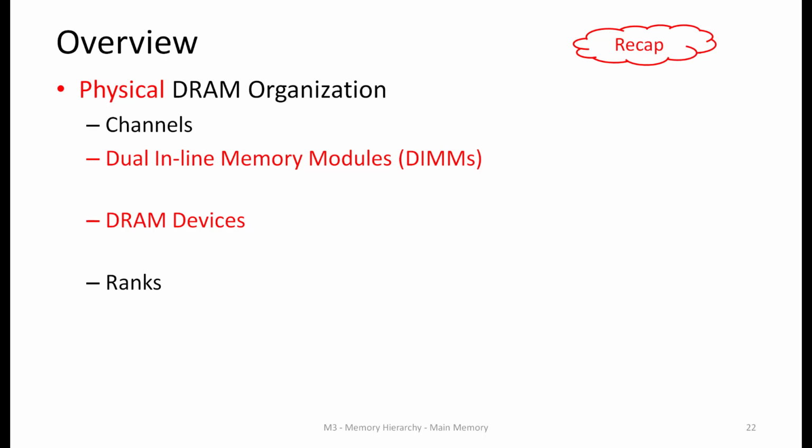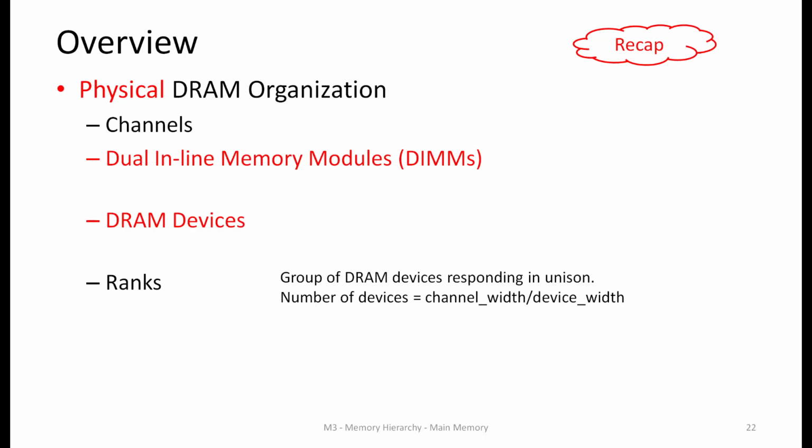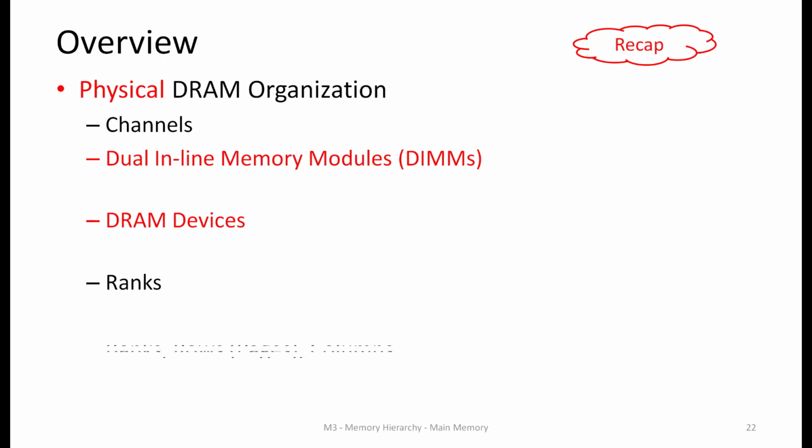Basically, the width gives us an insight on how many layers of DRAM arrays are stacked in the third dimension. DRAM devices, when grouped, form ranks, and the number of DRAM devices that would form a rank is given by the channel width divided by the device width. Ranks are divided into banks. Banks are further divided into rows and columns. This is where we left off in the last lecture. Let's continue.